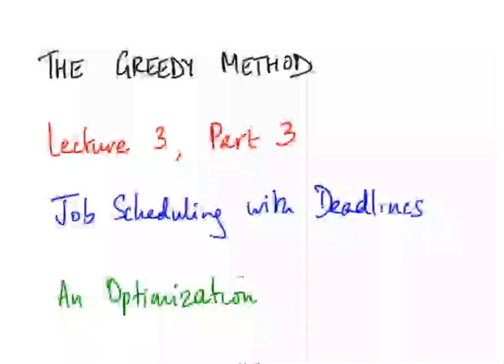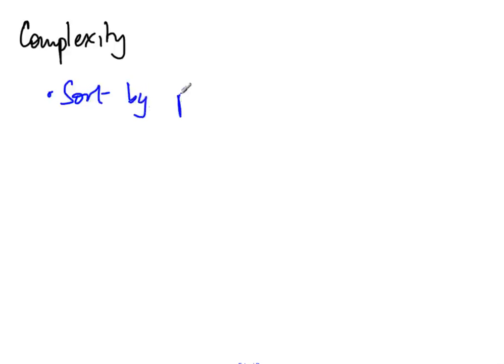Okay, so we have seen the greedy algorithm for job scheduling with deadlines, and we have established that in fact our solution is optimal. So now let's analyze its complexity and look at an optimization. So the first is to establish the complexity. In our algorithm, the first thing we do is we sort by price. We sort n jobs by price, and as we know, sorting can be done in time O(n log n). So this is not the real bottleneck.